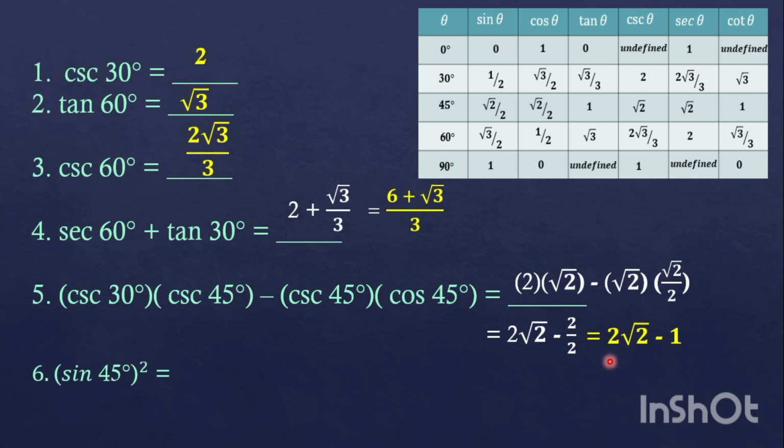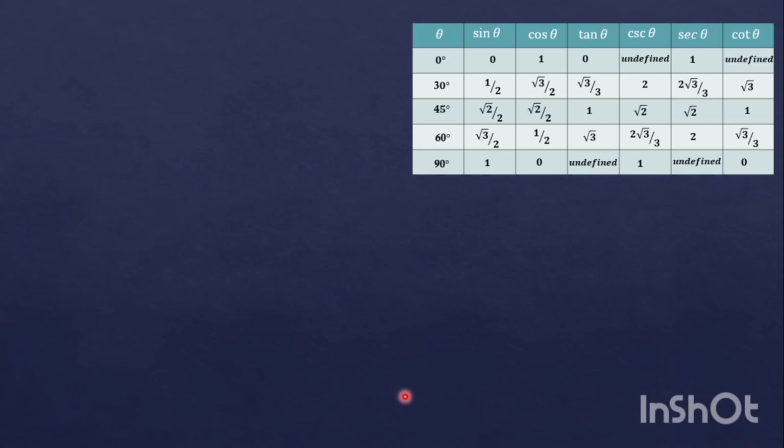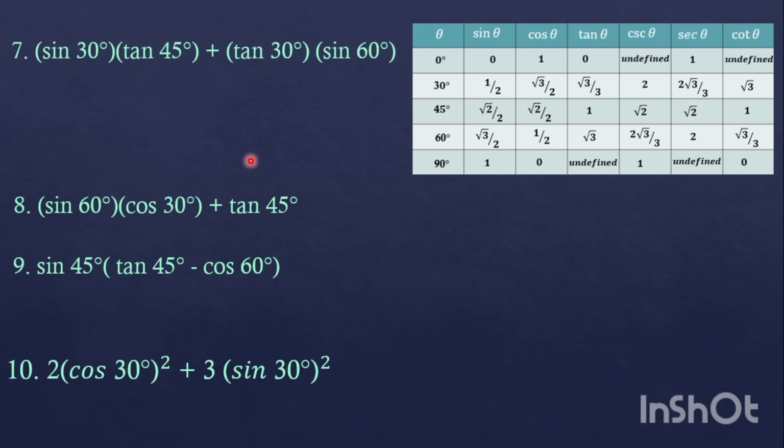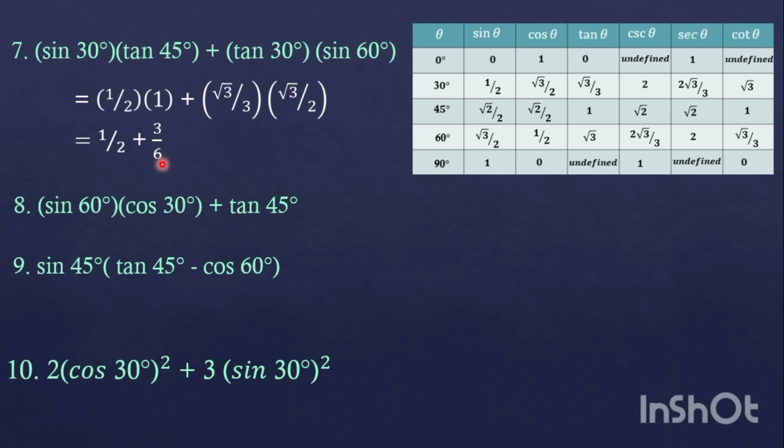And then, for sine 45 degrees, your sine 45 degrees is square root of 2 over 2. Ito po yon. And then, naka-squared siya. So, squared po natin. So, ang kalalabasan yan, square root of 2 times square root of 2, that is square root of 4. And then, 2 times 2, that is 4. Since this is a perfect square, so that is 2 over 4. And this is 1/2. Next. So, ganun din po ang gagawin sa iba. Okay? So, ganun lang din po yan. So, the answer is 1.